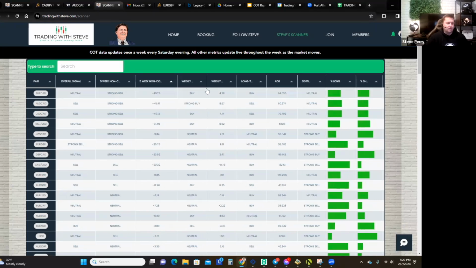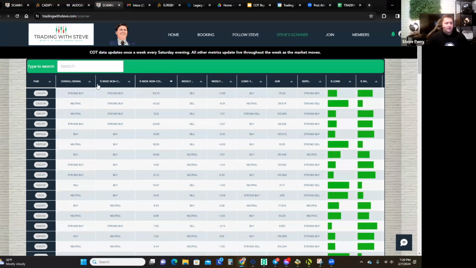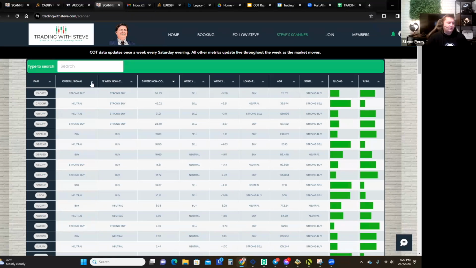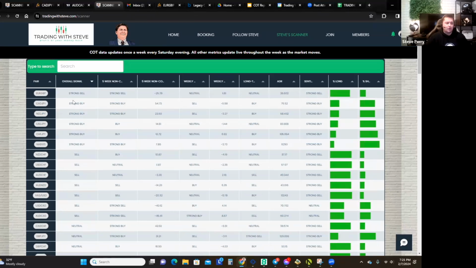So I just want to make sure the uses of this scanner are very clear, because there's a lot of stuff on it, right? Which, by the way, I know could be confusing. At the end of the day, all you really have to worry about is just the overall signal. And these are the currency pairs you should be building positions into over, like I said, a week minimum. At minimum, if you're going to use this scanner, you need to be holding a trade for at least a week.